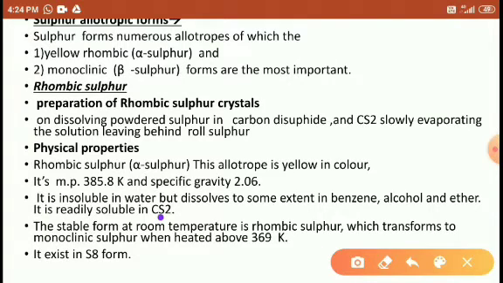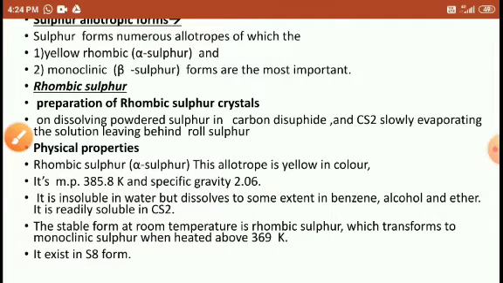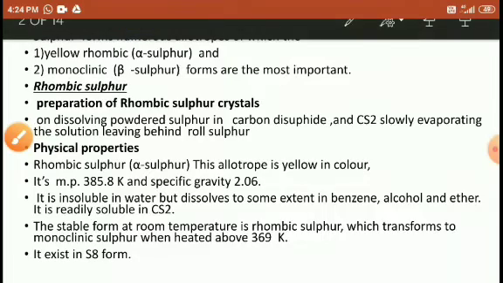Right? Okay, rhombic sulfur is the most stable form. It is stable at room temperature. It never changes at room temperature. It remains stable. It transforms into monoclinic when we apply a temperature of 369 Kelvin, that is 96 degrees Celsius, right? Rhombic sulfur exists in S8 form. This is about rhombic sulfur.